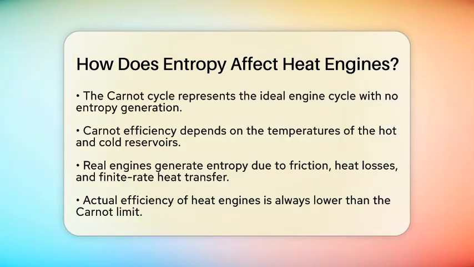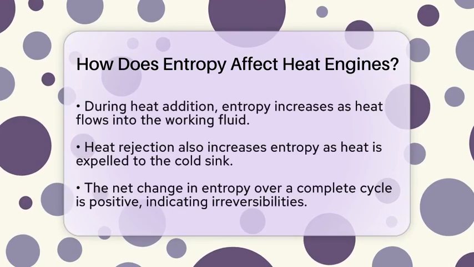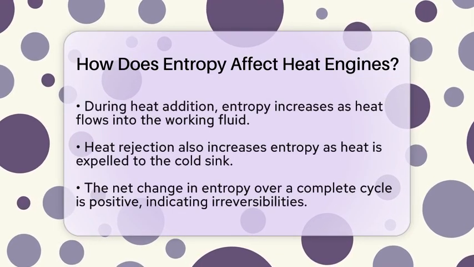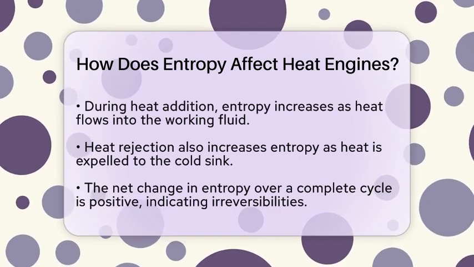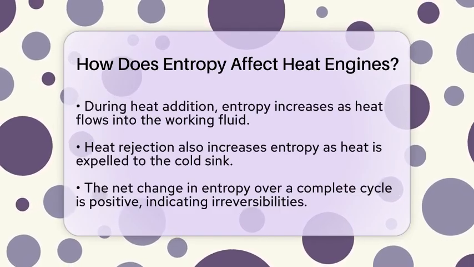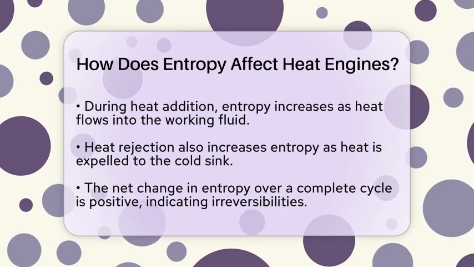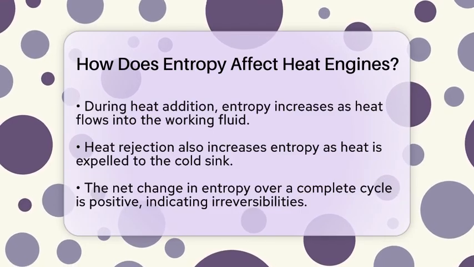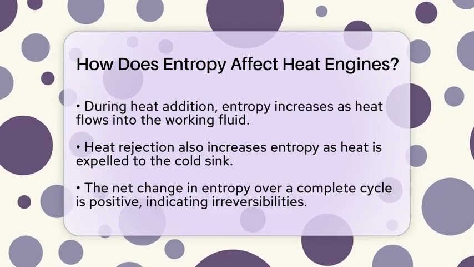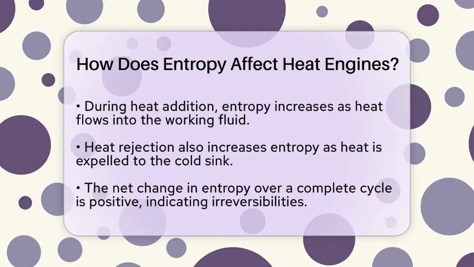Friction, unrestrained expansions, heat losses, and finite rate heat transfer all contribute to this. As a result, the actual efficiency of a heat engine is always lower than the ideal limit set by the Carnot cycle. During the heat addition phase, entropy increases as heat flows from the high-temperature source to the working fluid. When heat is rejected, entropy increases again as heat is expelled to the low-temperature sink. Over a complete cycle, the net change in entropy is positive, which reflects the irreversibilities present in real engines. This increase in entropy indicates energy that cannot be converted into work and is instead lost as waste heat.